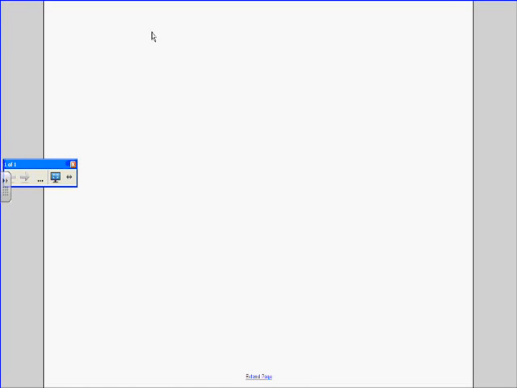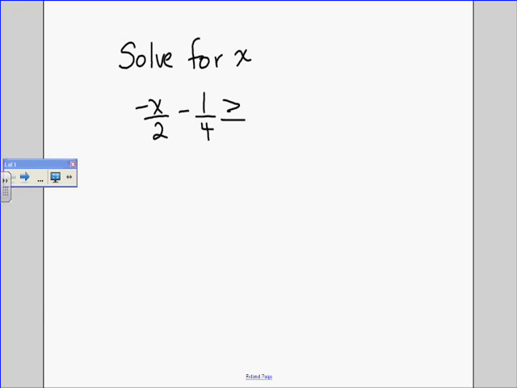All right, so we're going to work on a couple of examples where we'll be solving inequalities for either x or y. We're going to start with something where we're solving for x. We're going to have negative x over 2 minus 1 over 4 is greater than or equal to 3 over 4.